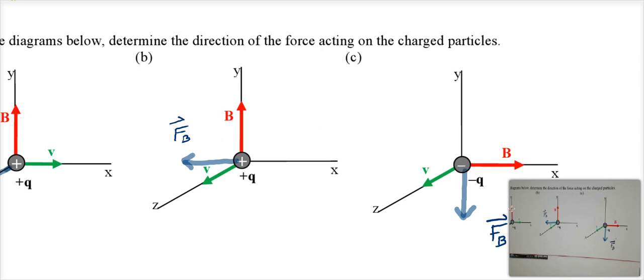I personally prefer to use the left hand. So your fingers are to the right, your thumb is towards you, and your palm will be facing downwards, and that's the direction of the magnetic force. So the right hand you use for positive charges, and the left hand is for negative charges.